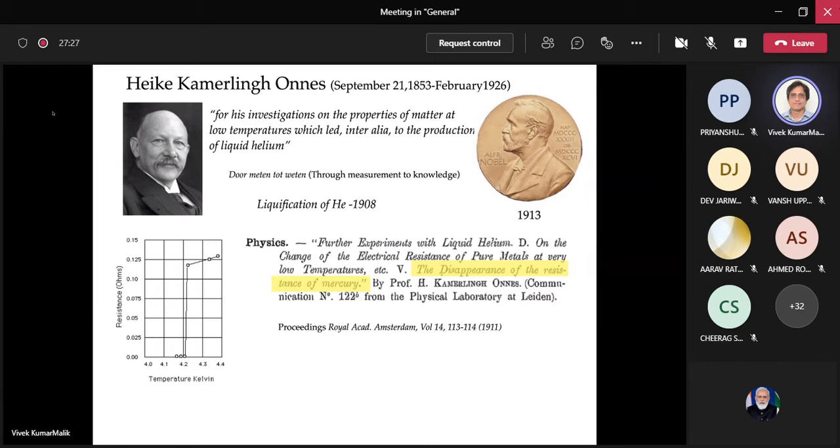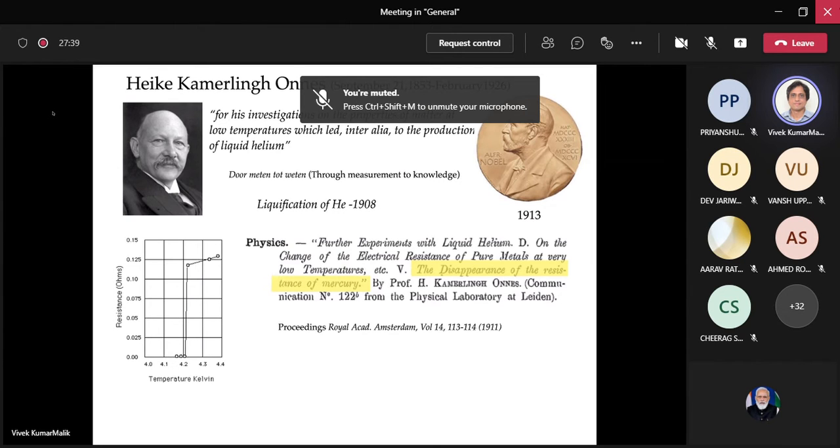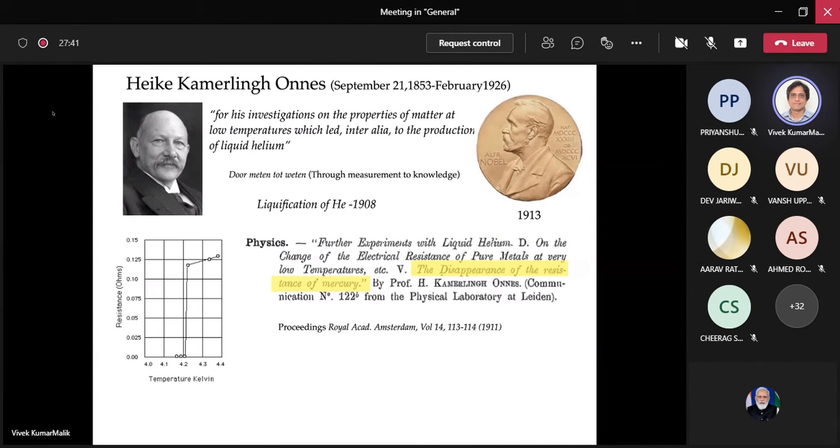It was not written like superconductivity in his citation. It was for his investigations on the properties of matter at low temperatures, which led to the production of liquid helium. This was more essential, actually. He was actually a low temperature scientist.